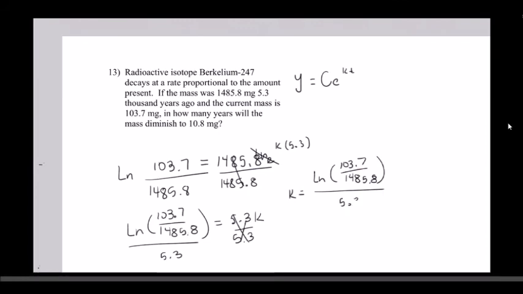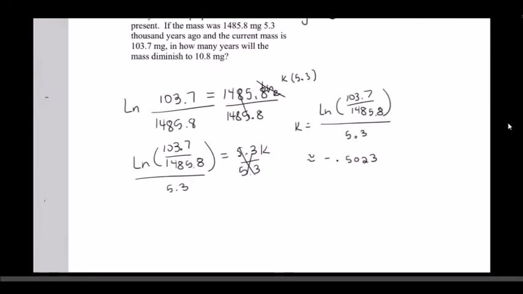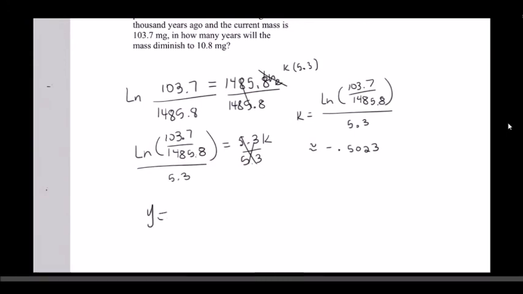Now if we plug that into a calculator, let's see what you get. This is negative 0.5023. And the reason the relative growth rate is negative is because our amount is diminishing, it's decaying. So now that we have k, we can go back to this function.